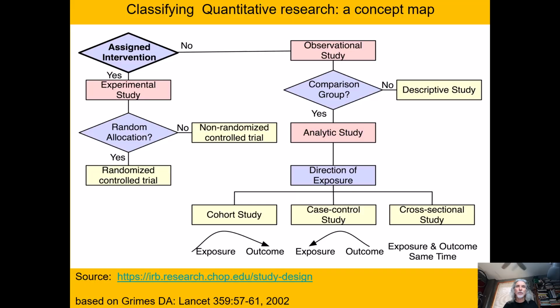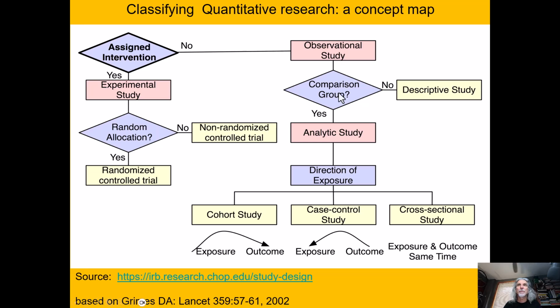And here's a little flow chart that gets across the same ideas we're talking about here. We start with: is there an assigned intervention? I've used the word assigned as well. If yes, then it's an experimental study. Is it randomly assigned, yes or no? You have 2 different types of experiments. If it's not assigned, then it's observational. So that's our structure established.